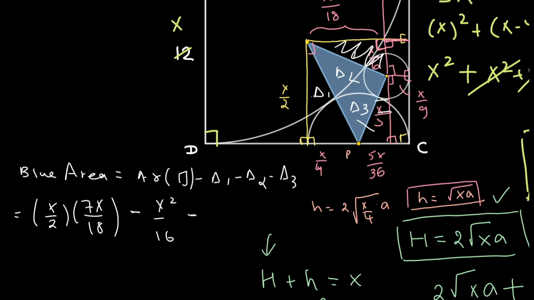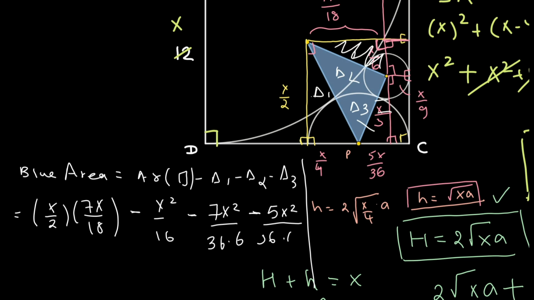So the area of this particular right angle triangle would be half the base, that is 7 times x upon 18, the height, that is x upon 6. So this will ultimately turn out to be 7 times x square divided by 36 multiplied with 6, minus the area of triangle number 3. Now the third triangle is this one. The height of this triangle is x upon 3. The base of this triangle is 5x upon 36. Therefore the area of this triangle would be 5 times x square divided by 36 times 6.